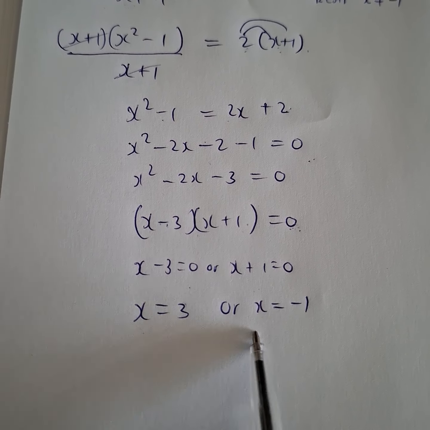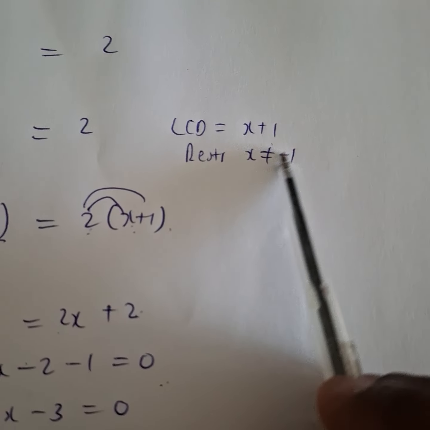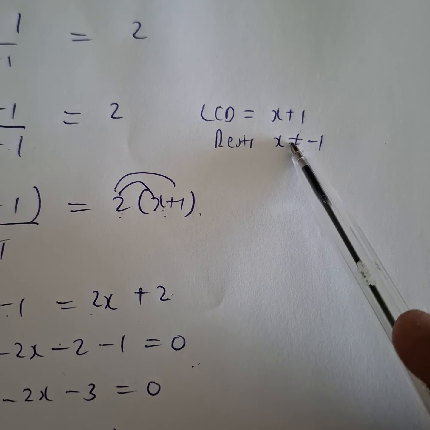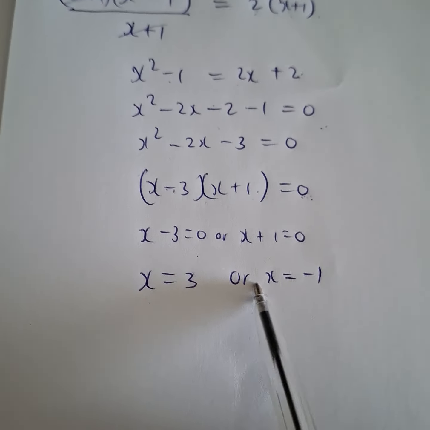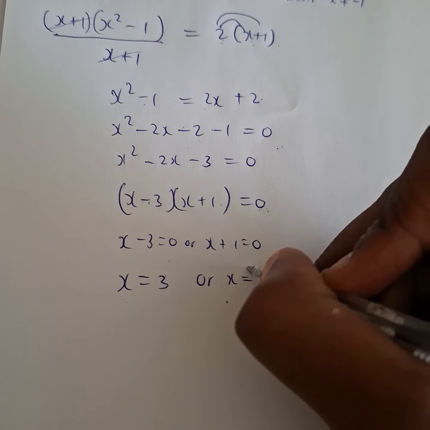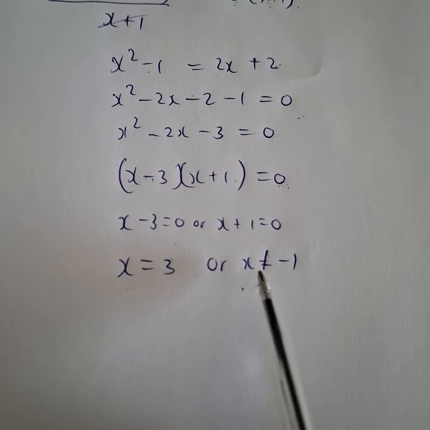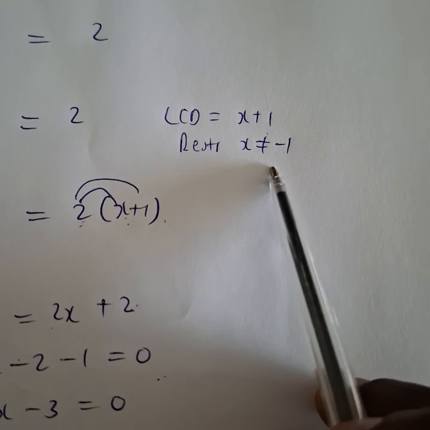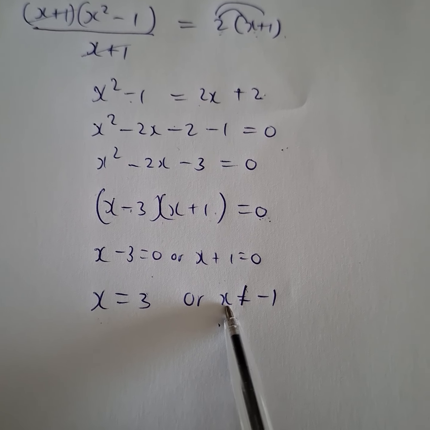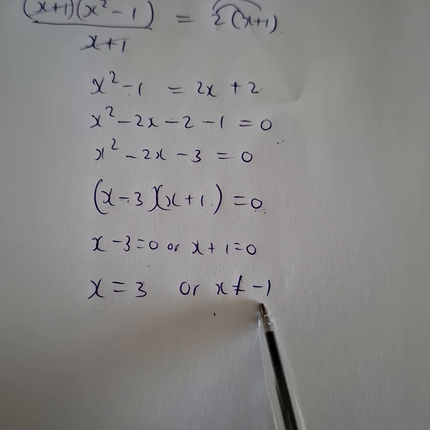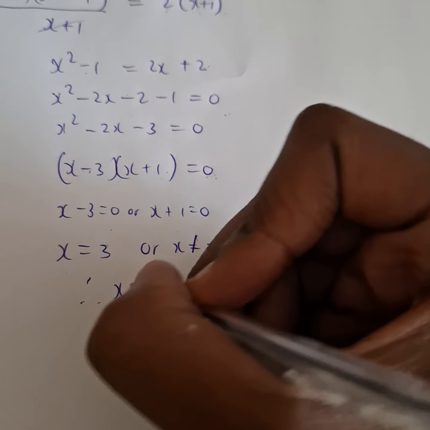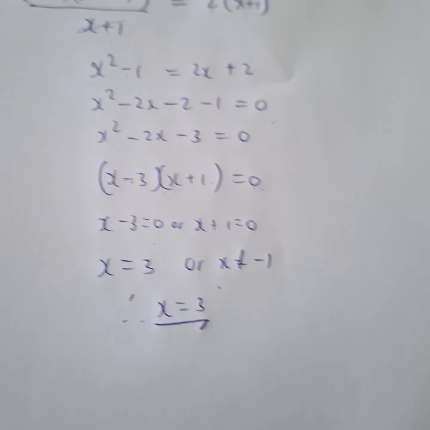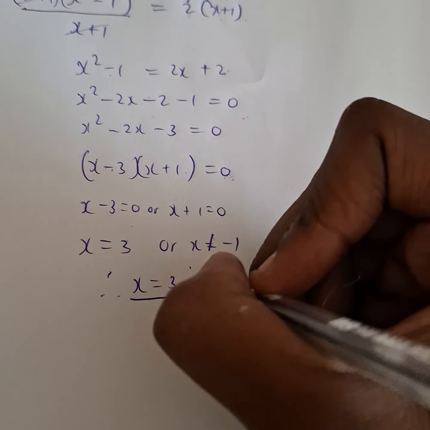Then after I write my solutions, I check the restriction. Remember, my restriction said x cannot be -1, so I got x is equal to -1 as one of my solutions, which means that x cannot be -1. I invalidate this answer because the restriction goes against this x value. So therefore I say x cannot be -1. That means x is equal to 3, and it's 3 only.